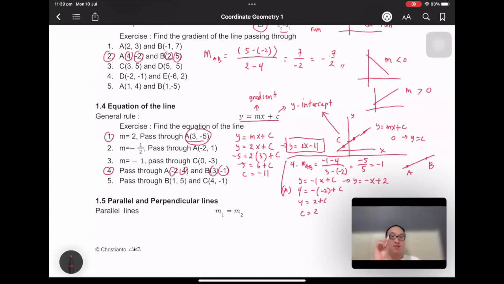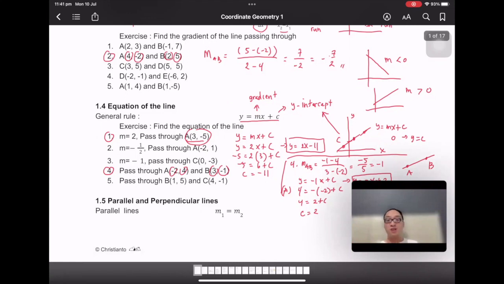Now, check with coordinate B. Is B on the line AB? B is (3, -1). So I put 3 in the equation. So it's negative 3 plus 2, equals negative 1. So correct. So that means A and B are on the line with equation negative x plus 2.